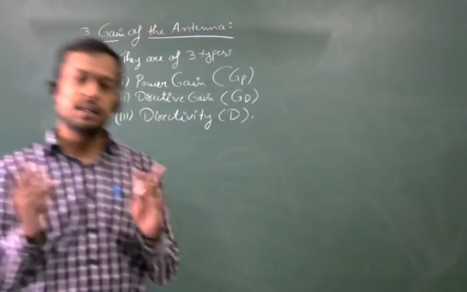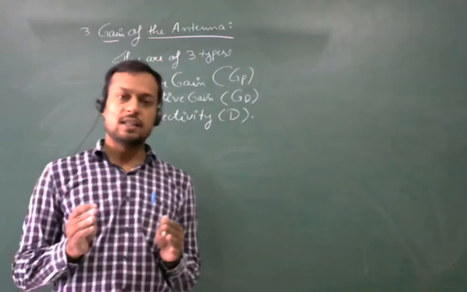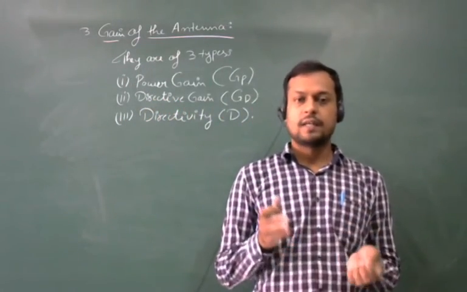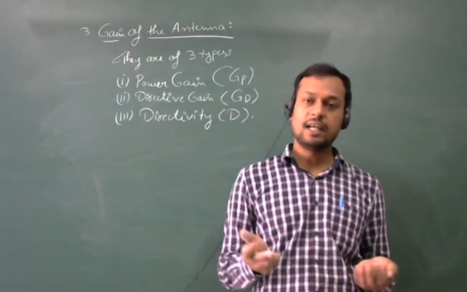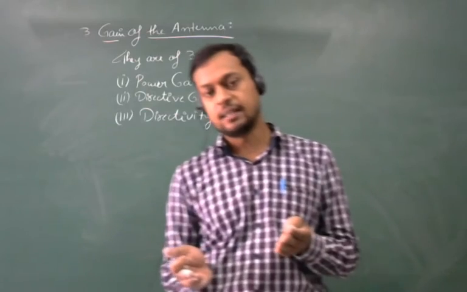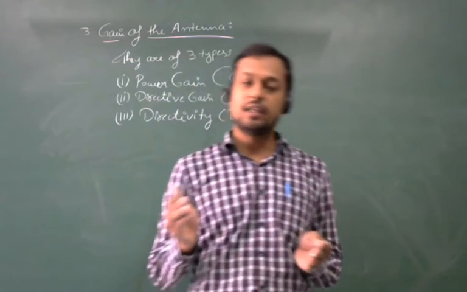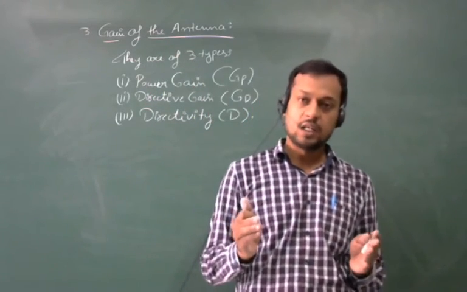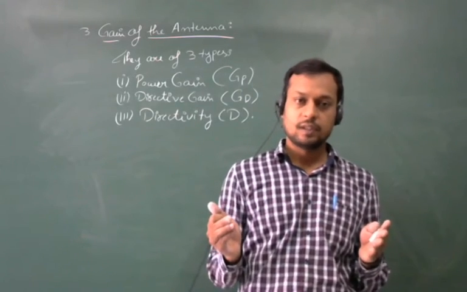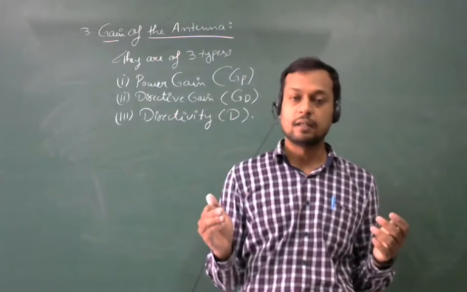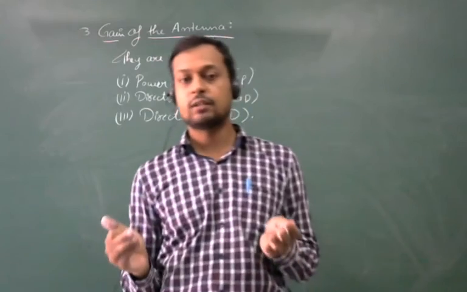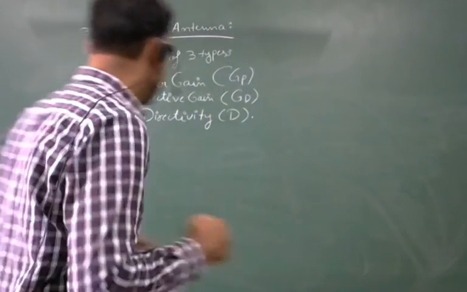This directive gain is the radiation intensity of the given antenna with respect to the isotropic antenna. The radiation intensity of the given antenna with respect to the isotropic antenna is called directive gain.